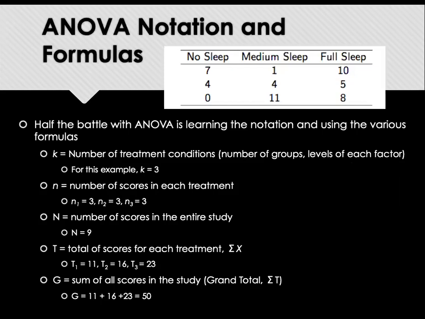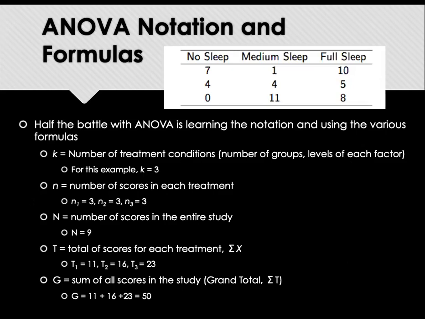Okay, so some more terminology here, or some more about notations and formulas. Like it says here on the slide, half the battle with ANOVA is learning the notation and using the various formulas. So the notation is a little bit different. There are some new terms and new notations for an ANOVA that we haven't talked about before with t-tests. This is a good slide to highlight or star and come back to. Of course, it's also covered in your book.